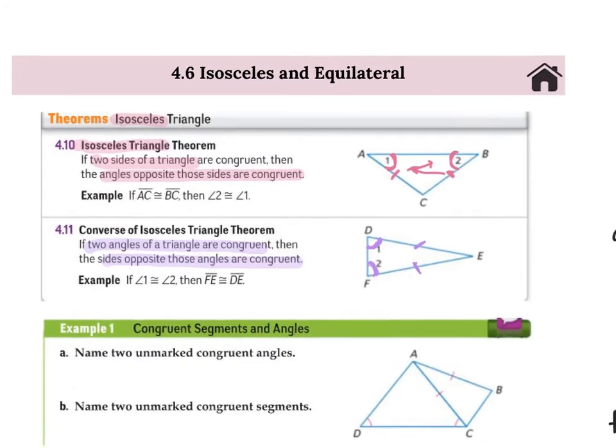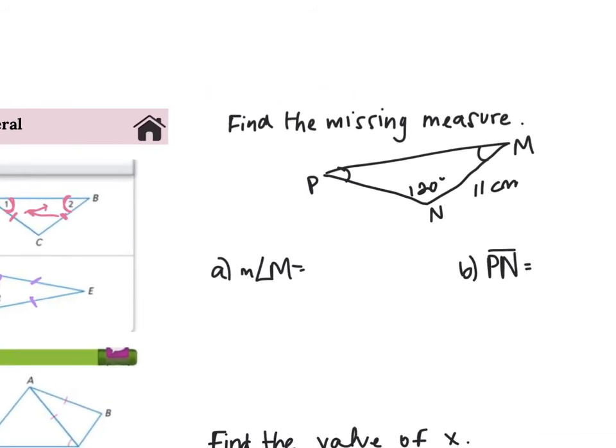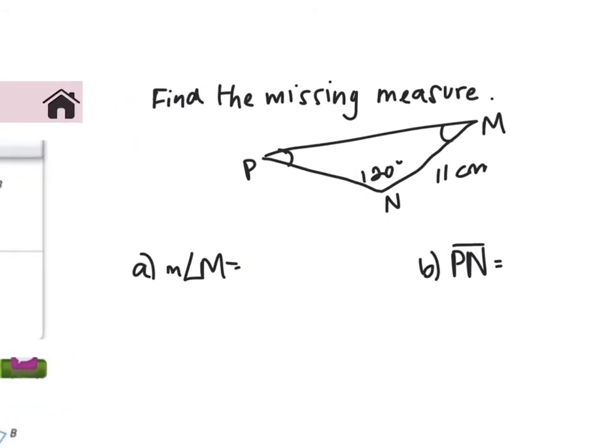So looking at that in this first example, find the missing measure, okay? I am given a triangle PMN. I have one side here, no side here, and then a measurement in the middle. Knowing what I know about my isosceles triangles, that converse we just talked about, I have two congruent angles, P and M. Since I have two congruent angles, then I know my sides have to be congruent, okay?